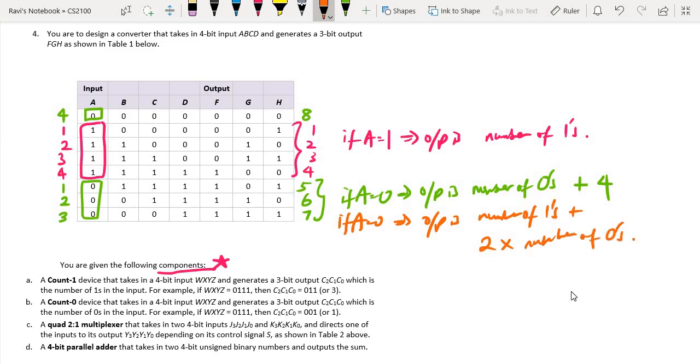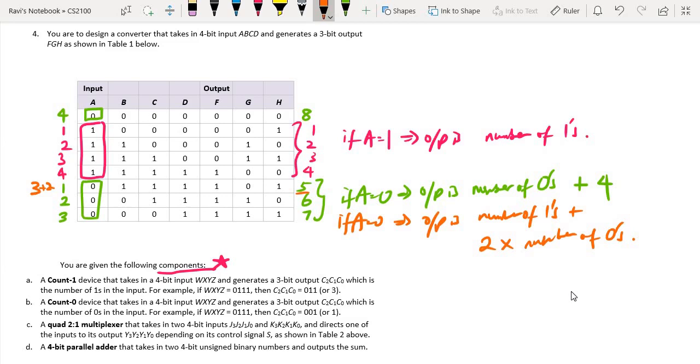Okay, how do I arrive at that? You can see that in this line over here, how many 1s do I have? I have 3 1s. And how many zeros do I have? Sorry, 1 zero here. So 3 plus 2, I get a value of 5, which is this. And over here, what do I have?